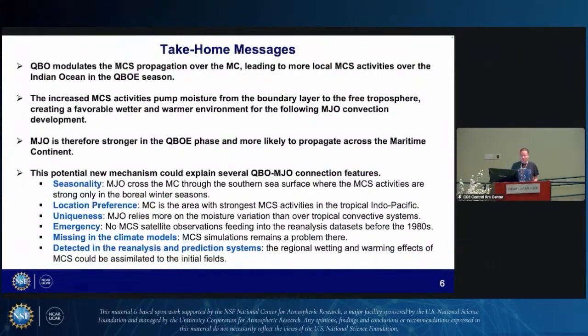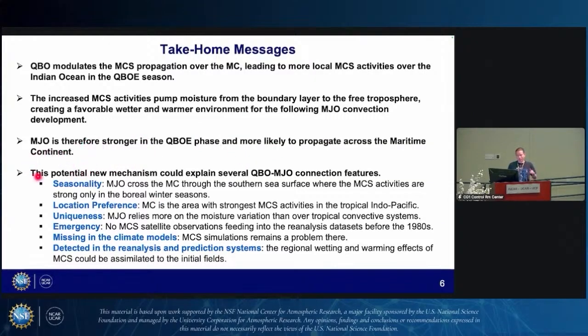First, we found that the QBO could modulate MCS propagation over the maritime continent region, leading to more local MCS activities over the Indian Ocean in the QBO easterly season. This increased MCS activity pumps moisture from the boundary layer to the free troposphere, creating a favorable and warmer environment for the following development of the MJO convection. The MJO therefore becomes stronger in the QBO easterly phase and is more likely to propagate across the maritime continent with the guidance of these MCS precipitations.